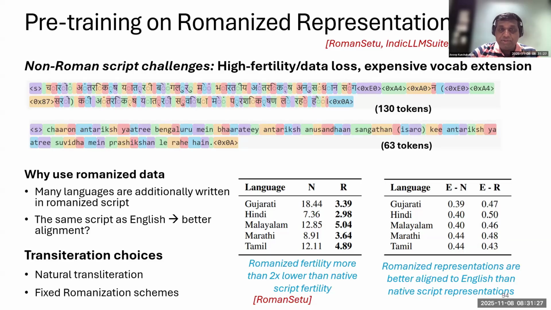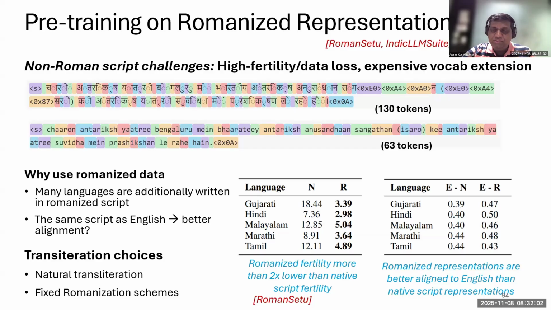This can be because there is a history of writing many of these languages in Roman script also, in addition to the standard orthography, especially in informal social media settings. Therefore, there is some amount of representation of Romanized data as well. And how does this help? If you create Romanized representation via transliteration and add that to the pre-training mix, we can see that the Romanized data in this study has lower fertility compared to the native script, but that will depend on the tokenizer.